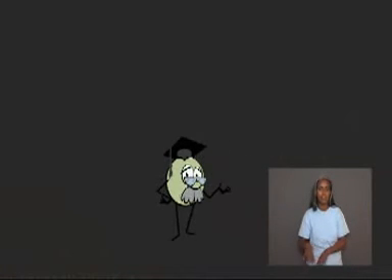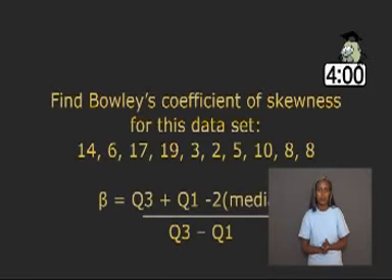Students, now that you have seen an example, please use Bowley's coefficient of skewness to determine the skewness of the distribution for the following dataset. Remember to use the appropriate formulas for finding the quartiles. You may begin. Students, let's get ready. Begin.